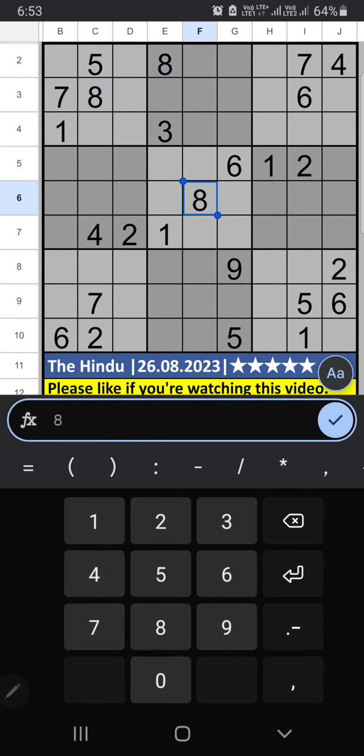Welcome to Sudoku SkVm. I am going to solve the Hindi newspaper Sudoku puzzle of August 26, 2023. 5-star Sudoku.